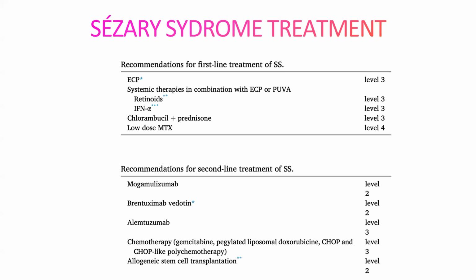Total skin electron beam therapy has some complete cutaneous response, as well as improvement in the blood burden of malignant cells. And low-dose methotrexate has a reasonable response rate of about 50%. As a second-line option for Sezary syndrome, one can consider biological therapies, chemotherapy, or allogeneic stem cell transplant.